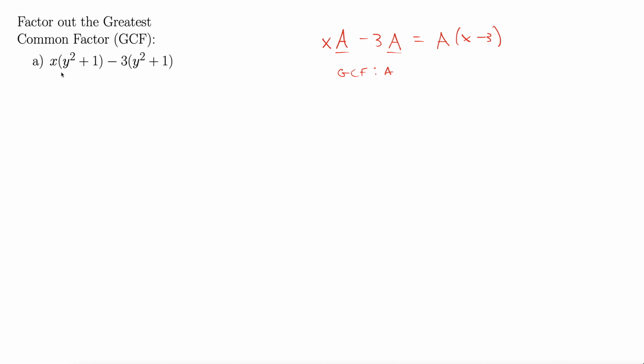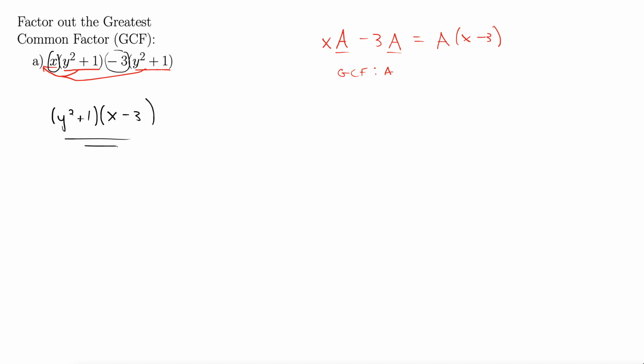It's the same thing for this example we're doing. Both these terms have this expression y squared plus 1 in them. So just like I factored the a out to the front over here, I'm going to factor this y squared plus 1 out to the front. Okay, so out it goes to the front. We're left with y squared plus 1, and what did it leave behind? Well, an x minus 3. And there we have factored out the GCF of y squared plus 1.